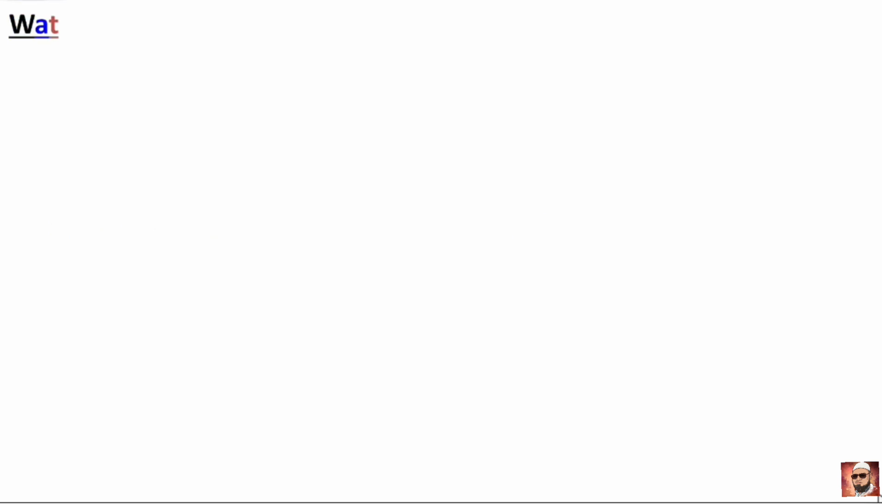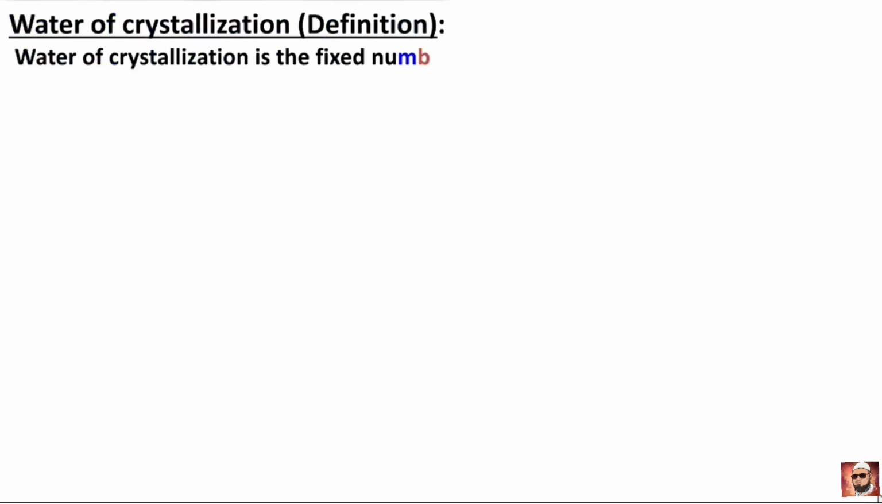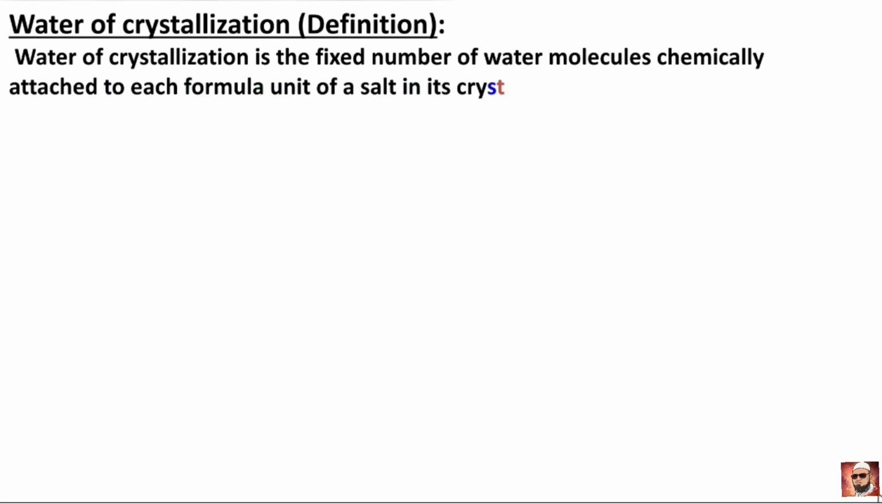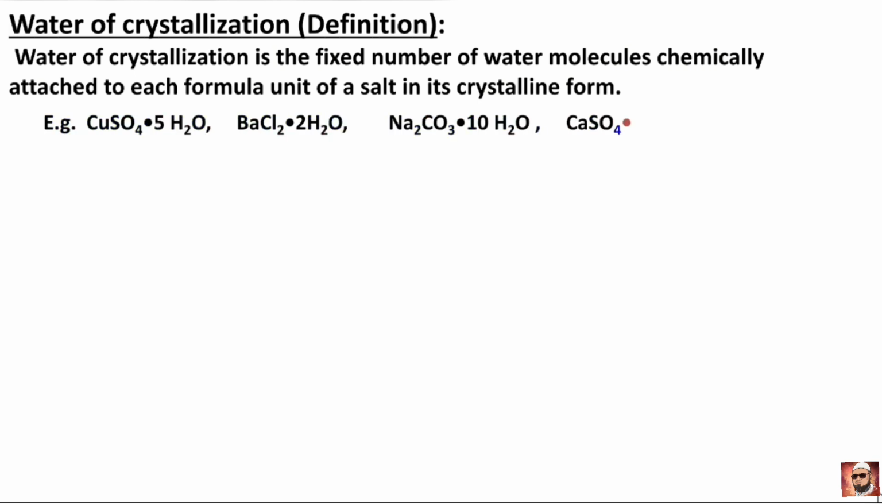Water of crystallization. Definition: water of crystallization is a fixed number of water molecules that are chemically attached to each formula unit of the salt, and the salt is in crystalline form. Examples: CuSO4·5H2O, where 5 molecules of water are chemically attached to CuSO4. In the same way, BaCl2·2H2O, sodium carbonate Na2CO3·10H2O, and CaSO4·2H2O, that is gypsum.